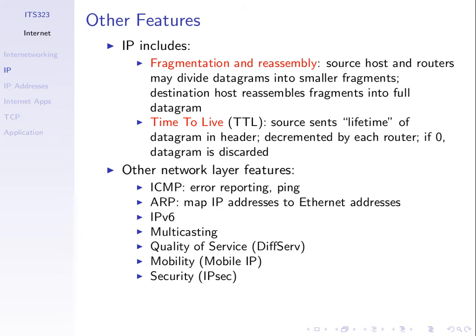IP has some other features which we will not go through. Fragmentation and reassembly is splitting the datagram into smaller chunks, into smaller fragments, and putting them back together. We don't see it very often, and therefore we'll not explain it in any more depth. The time to live is included in the IP header, and it gives some lifetime of the datagram in the network.